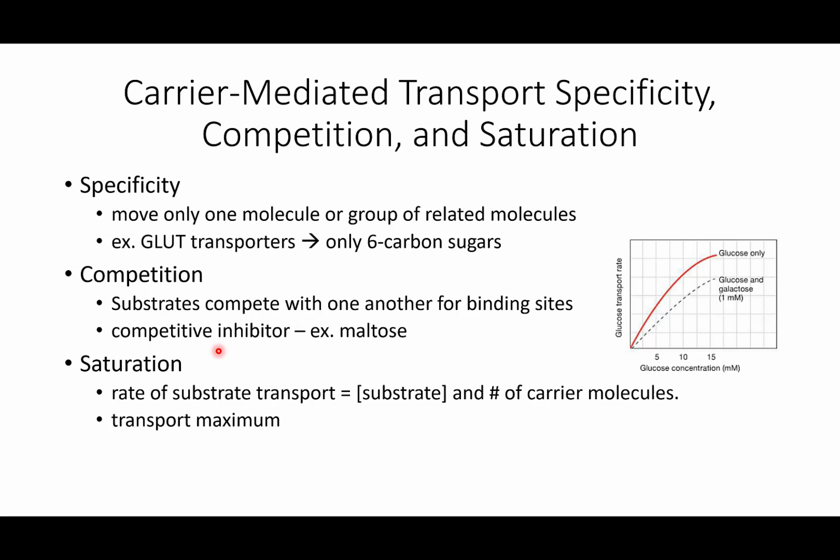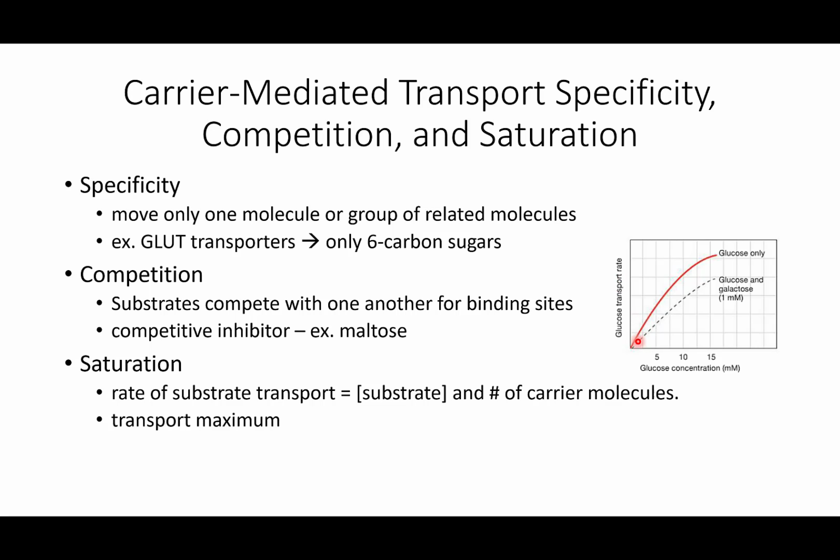Competition talks about when we have substrates that compete with each other for binding sites. So in the case of our GLUT transporters, maltose is a 6 carbon sugar, and it's a competitive inhibitor because the body really doesn't like to use maltose all that much. It doesn't break it down. It's not nearly as effective at getting glycogen. We'd rather bring glucose in. And so maltose will compete for binding sites in these proteins, and it'll slow down the ability of us to bring glucose in.